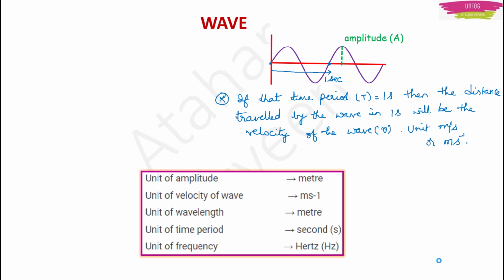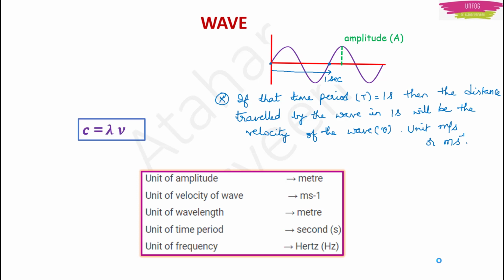Now let's have a glance at all the units. Amplitude, meter. Velocity, meter per second. Wavelength of a wave, it will be in meters. Time period, it will be in seconds. Frequency, it will be in hertz or per second.